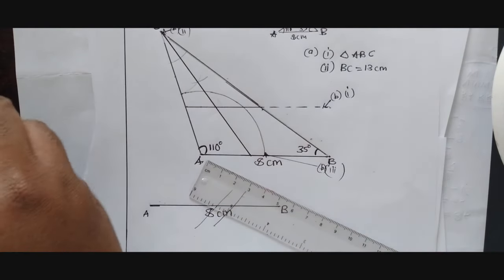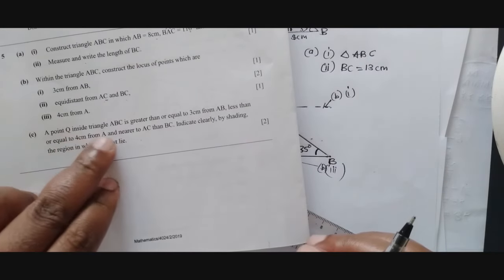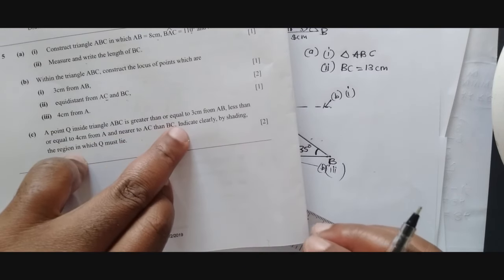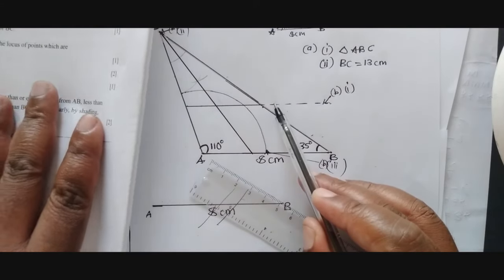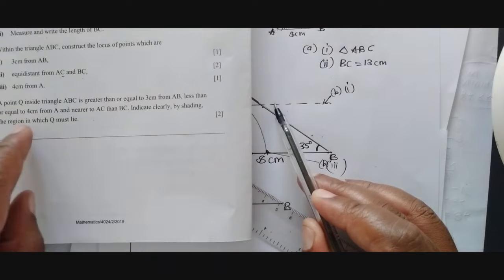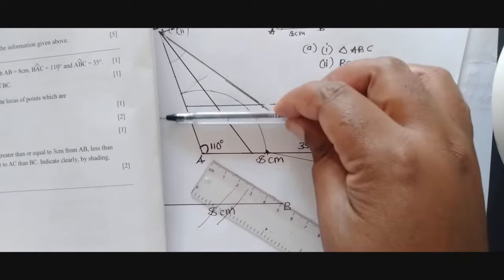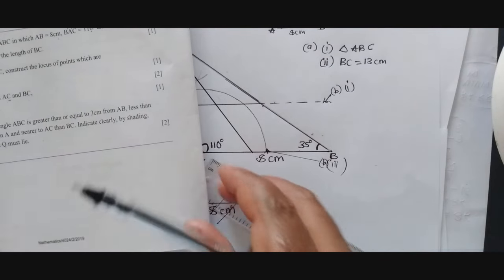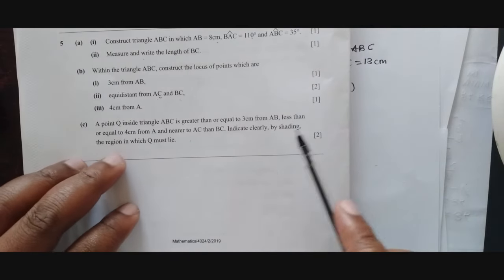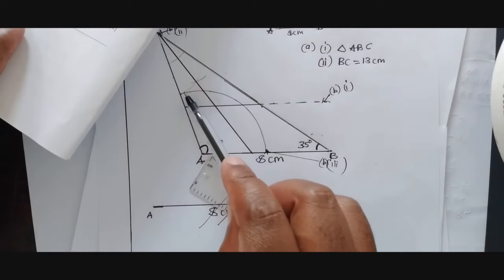We got the next question, which is 5C. A point Q inside triangle ABC is greater than or equal to 3 centimeters from AB. Now, from here to there it is 3 centimeters. So this point should be greater than or equal to 3 centimeters from AB, meaning that from this point going here, from here going up, less than or equal to 4 centimeters from A. This is it, 4 centimeters from A.